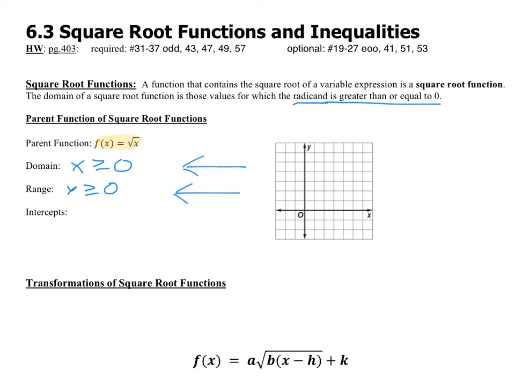All right, the intercepts. The x-intercept is 0, and the y-intercept is 0. The parent graph goes through the origin at 0, 0.